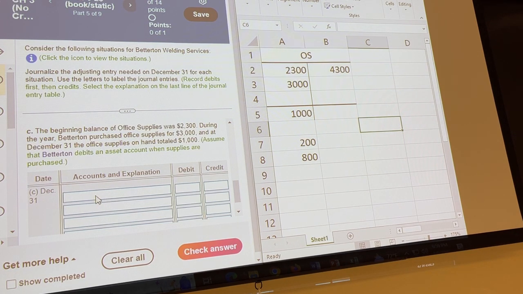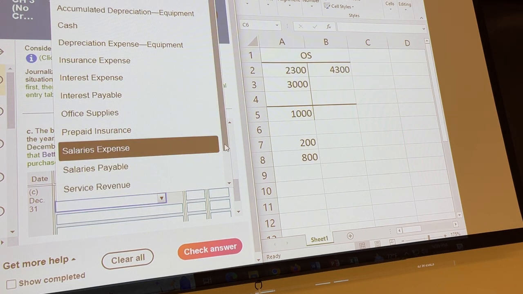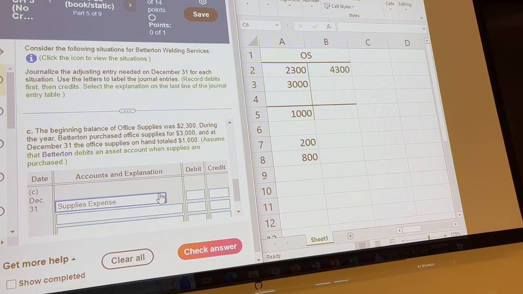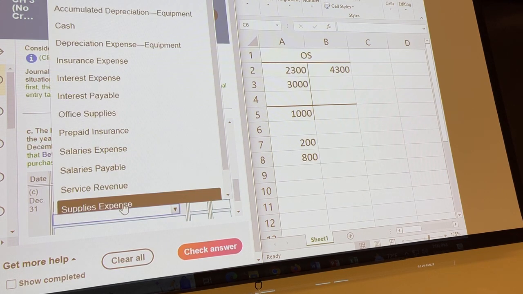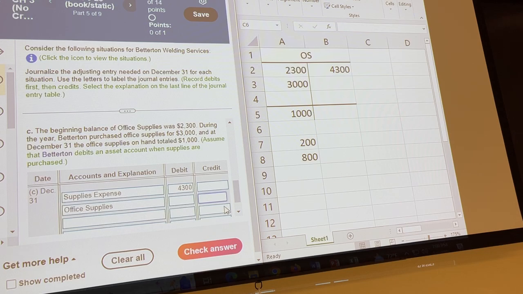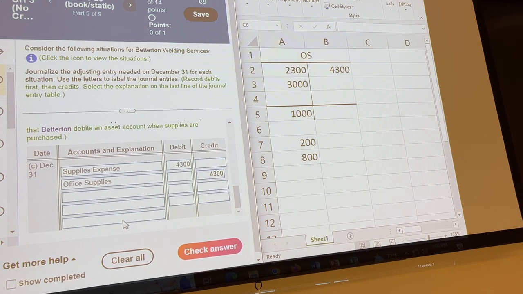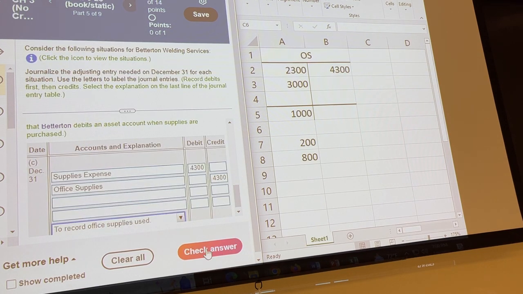So now for our journal entry, we will debit supplies expense, 4,300. And we will credit office supplies, 4,300. And at the bottom, to record office supplies used.